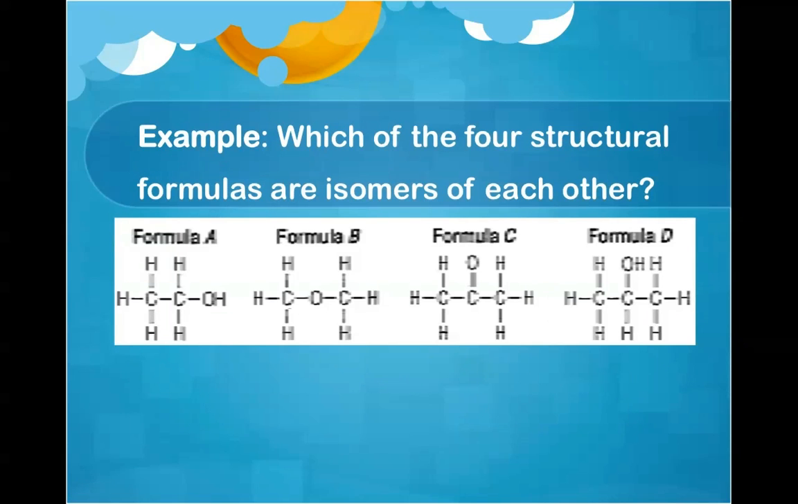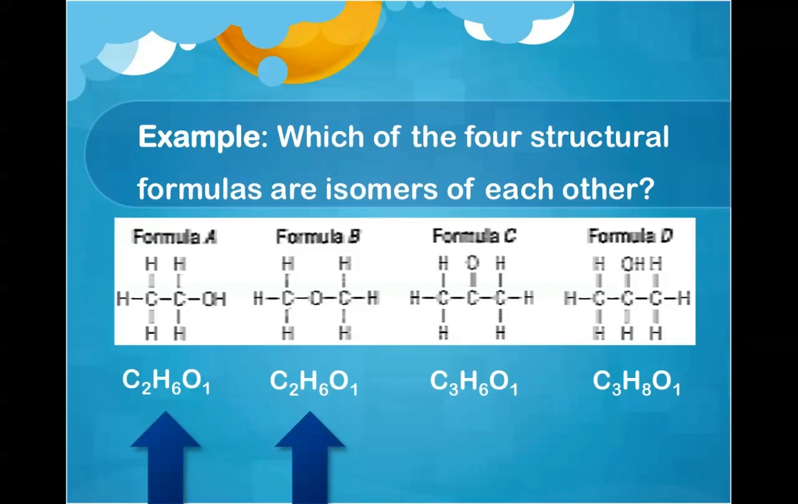So which of the 4 structural formulas are isomers of each other? So what you would need to do is go through each, count up the number of hydrogens, carbons, and oxygens in this case. So I would write down each of their formulas. And then while they all have different structural formulas, we find that A and B have the same molecular formula. So it's really just that with isomers that we're going to be talking about.